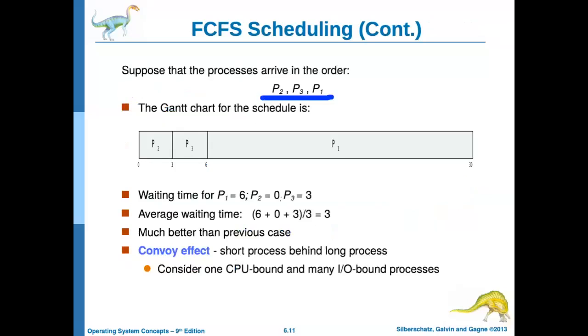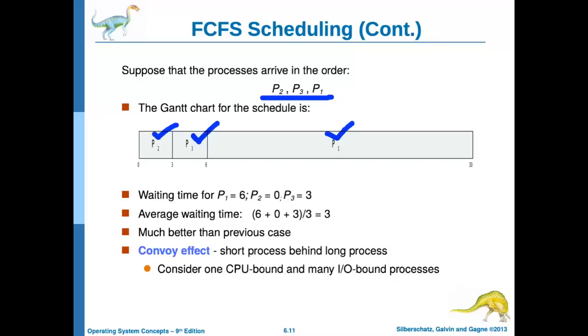But now with this order of arrival, P2, P3, and then P1, P2 will be selected first. That is what the algorithm says. Then P3 and then P1. That is the order: P2, P3, P1. So I don't think there is any doubt in the Gantt chart, right? But then the question is, what about the waiting time?